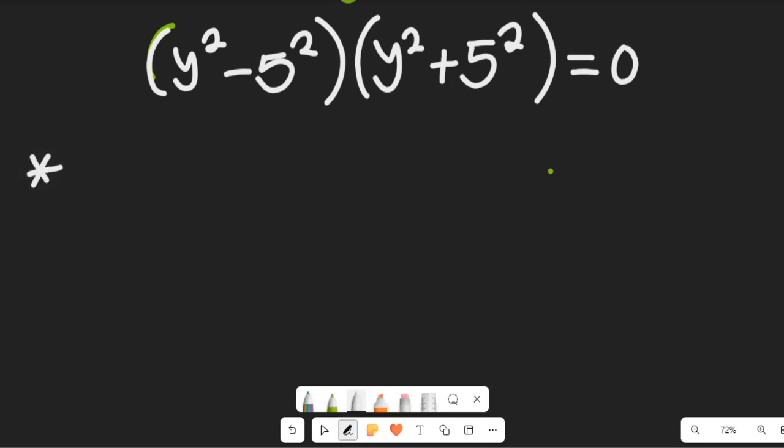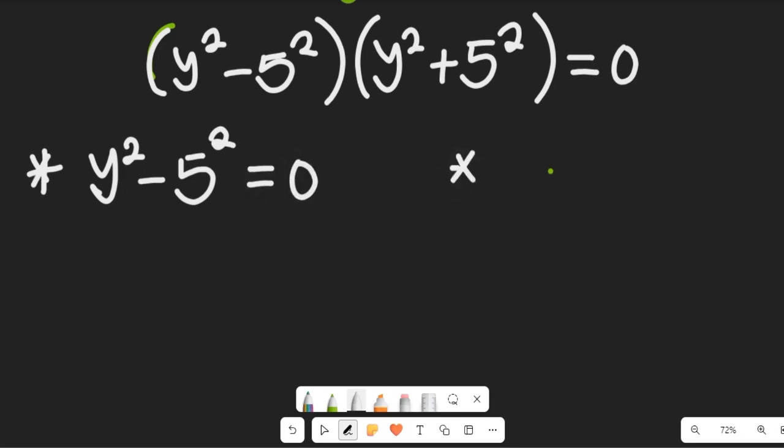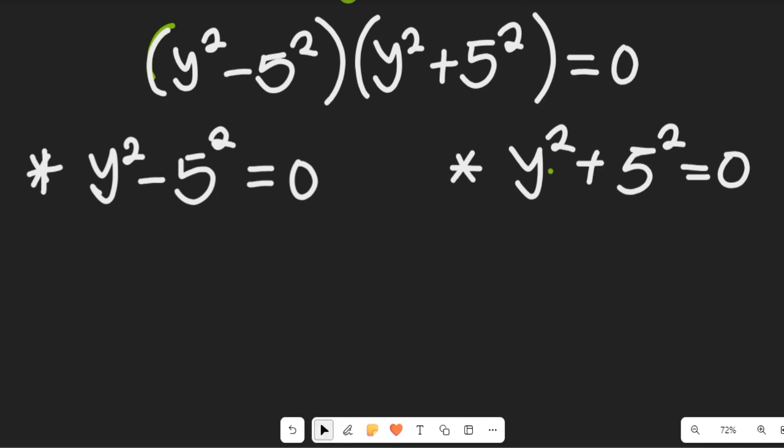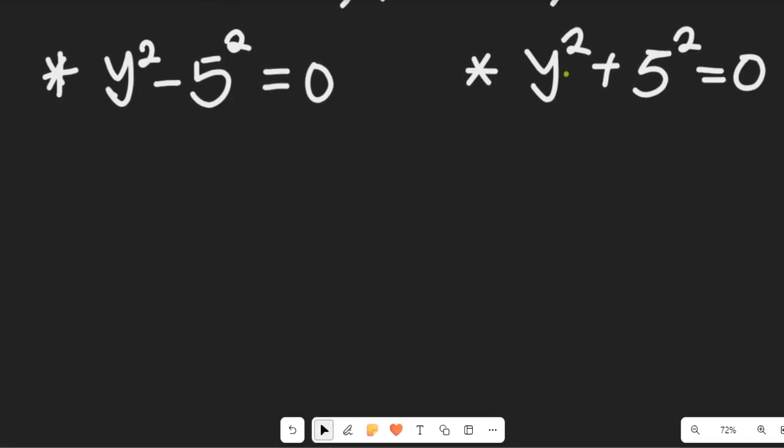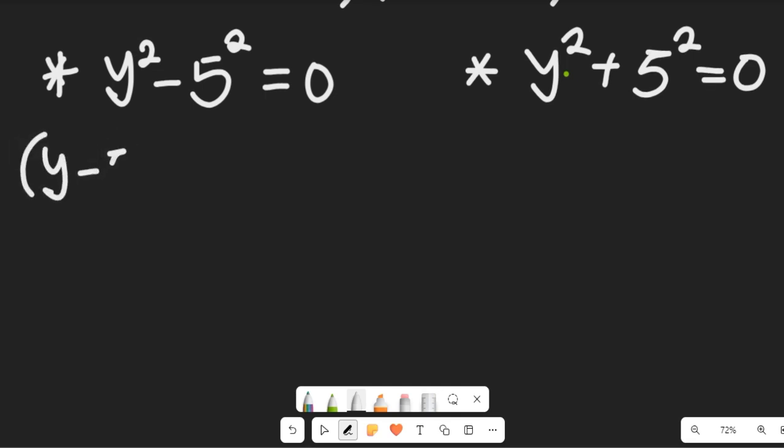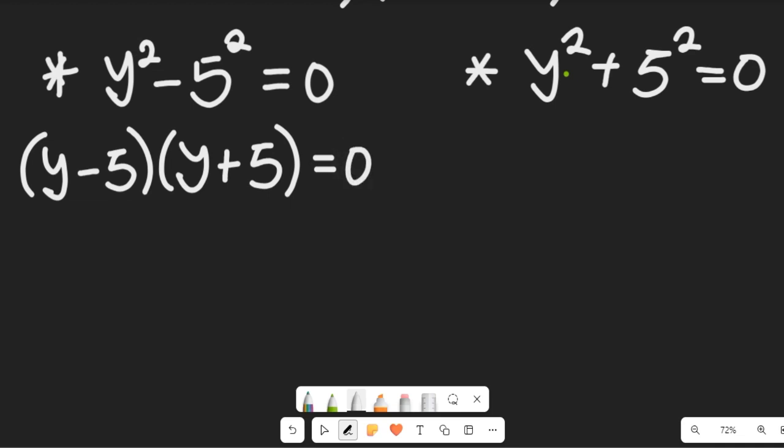And from this product of two factors, by the zero product rule, we're going to have y squared minus 5 squared equal to 0, and we can still have y squared plus 5 squared equal to 0. Great. So what do we do from here? We're going to expand the expression to find the values of y. From the first expression, we can have this become y minus 5 and y plus 5, and this will be equal to 0.